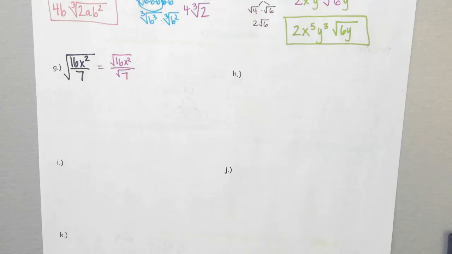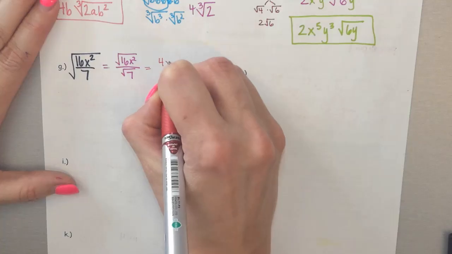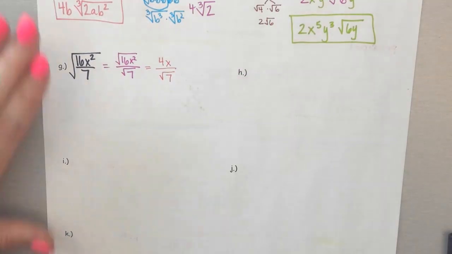Okay, so you have the root 7 on the bottom. There's nothing to simplify there. But on the top, you have the square root of 16x squared. What's the square root of 16? 4. Square root of x squared? 1x. So the top becomes 4x. I still have this root 7 on the bottom.